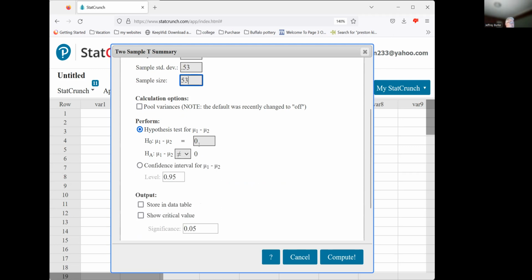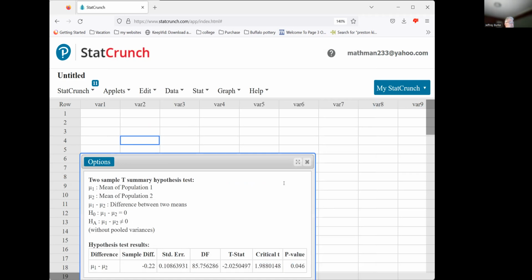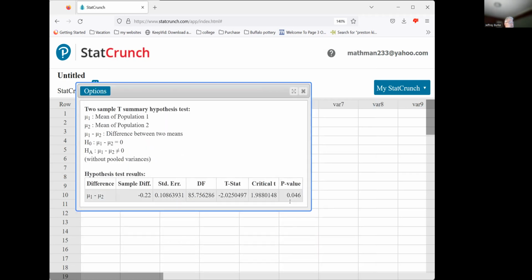The null and alternate correspond, and the alternate is that the difference is not equal to 0. Since we have not equal, we're going to keep that not equal symbol there. We're going to show the critical value with a level of significance of 0.05, and we hit compute. And you notice here that we have a p-value of 0.046. Now this is really, really close to 0.05.